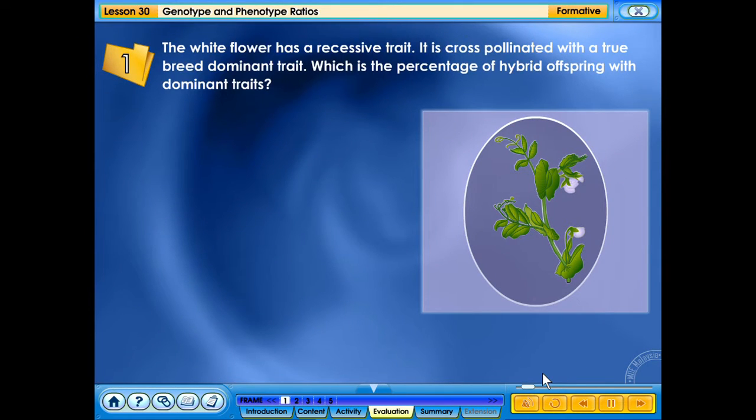The white flower has a recessive trait. It is cross-pollinated with a true breed dominant trait. Which is the percentage of hybrid offspring with dominant traits? A. 0%, B. 25%, C. 75%, D. 100%.